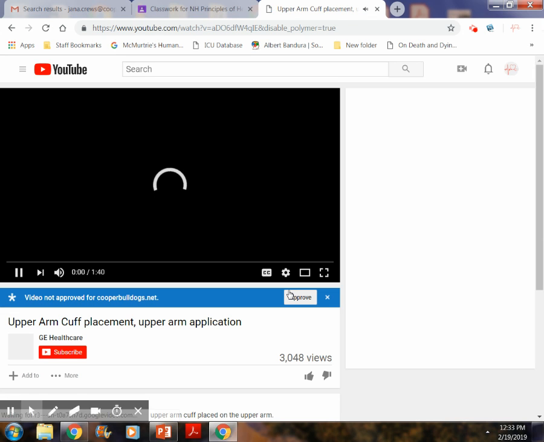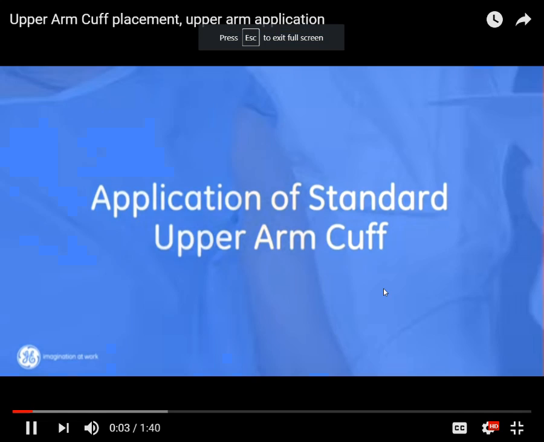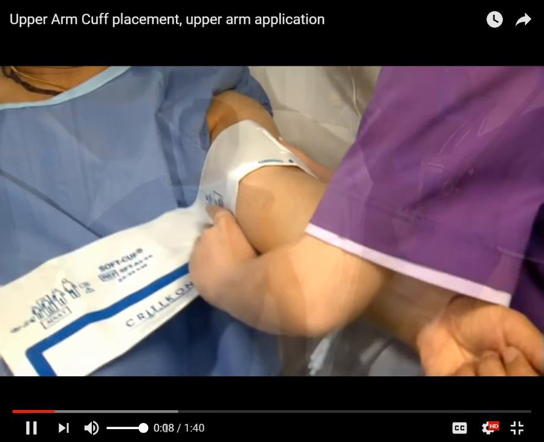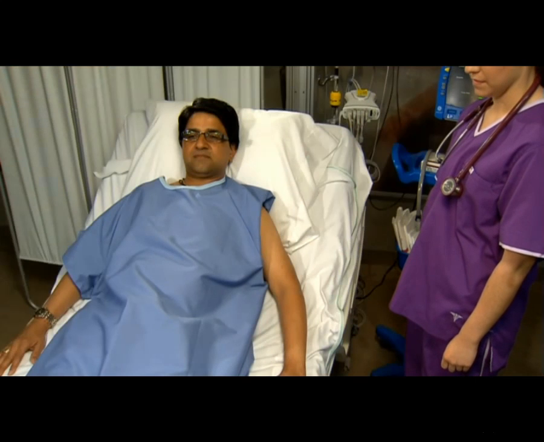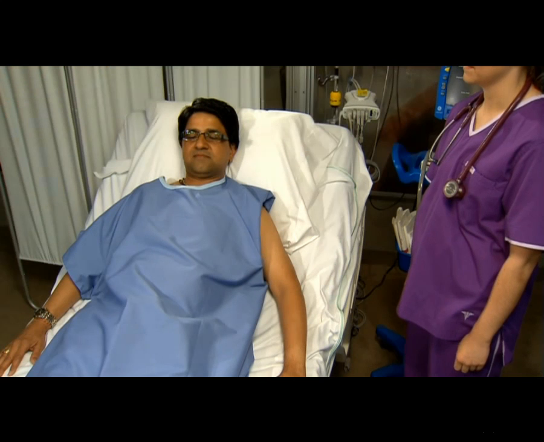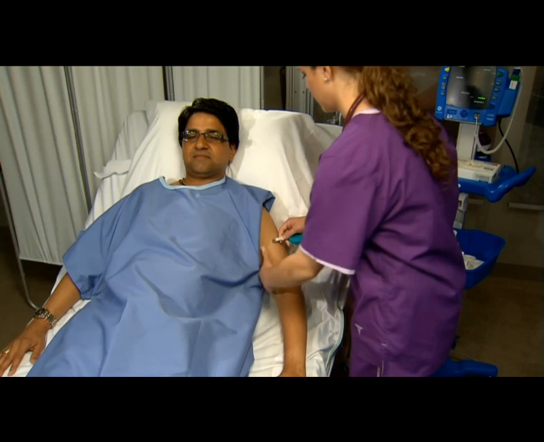So this is with a standard adult blood pressure cuff. This is a demonstration of the proper application of a standard upper arm cuff. Have the patient in a comfortable position. Legs uncrossed, back and arms supported. The middle of the cuff should be at the level of the heart at measurement. Have the patient relax for several minutes before taking the blood pressure.